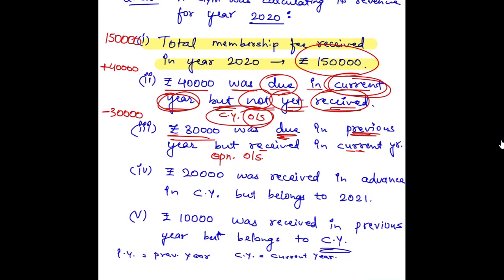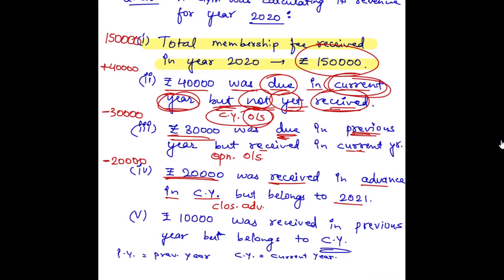Okay. Next, rupees 20,000 was received in advance in the current year. So this is closing advance. I would say current year advance, which is received. Does it belong to current year? No, it belongs to the next year, which is 2021. So I will deduct this 20,000.